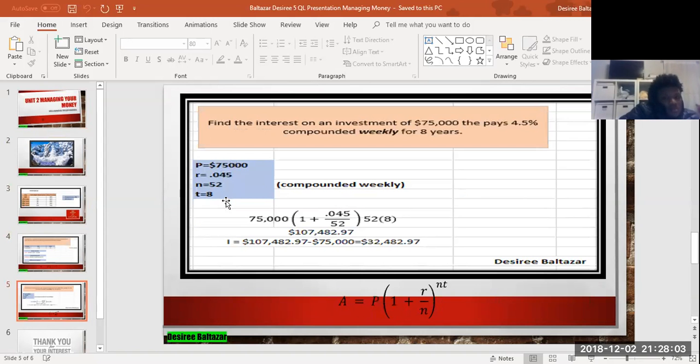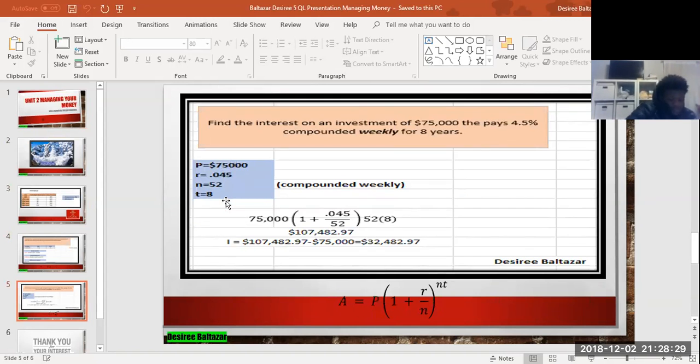What way would you design a formula for interest compounded several times per year? This last problem shows a formula in a scenario that pays compound interest weekly for several years. This is an investment or principal amount of $75,000 that pays 4.5%. This interest is compounded on a weekly basis for 8 years.